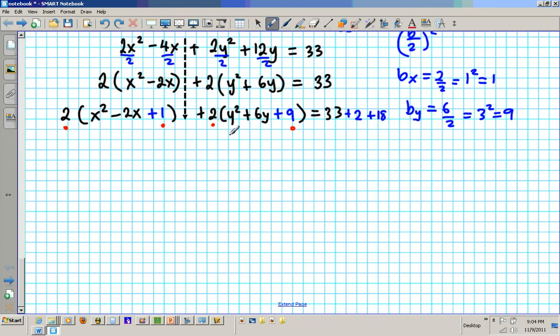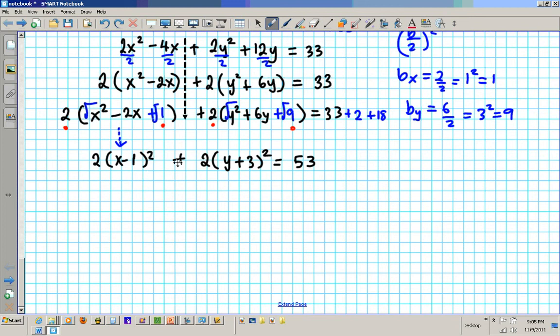Alright? So let's factor this. You read the first and the last, bring down the middle sign. You're going to have 2 times the quantity x minus 1 squared for the x world plus, bring down the 2. Same business here. Read the first and the last. So 2 times quantity y plus 3 squared. And then here you're going to have 53.